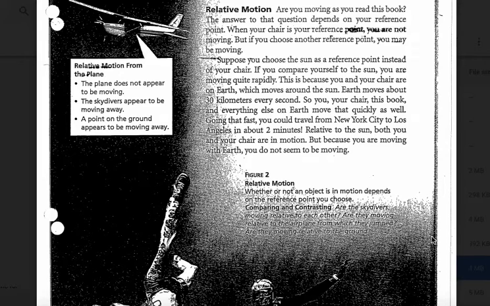Earth moves about 30 kilometers every second. So you, your chair, this book, this video, everything else on Earth move that quickly as well. Going that fast, you could travel from New York City to Los Angeles in about 2 minutes. Relative to the sun, both you and your chair are in motion. But because you are moving with Earth, you do not seem to be moving. You can't tell that you're moving.